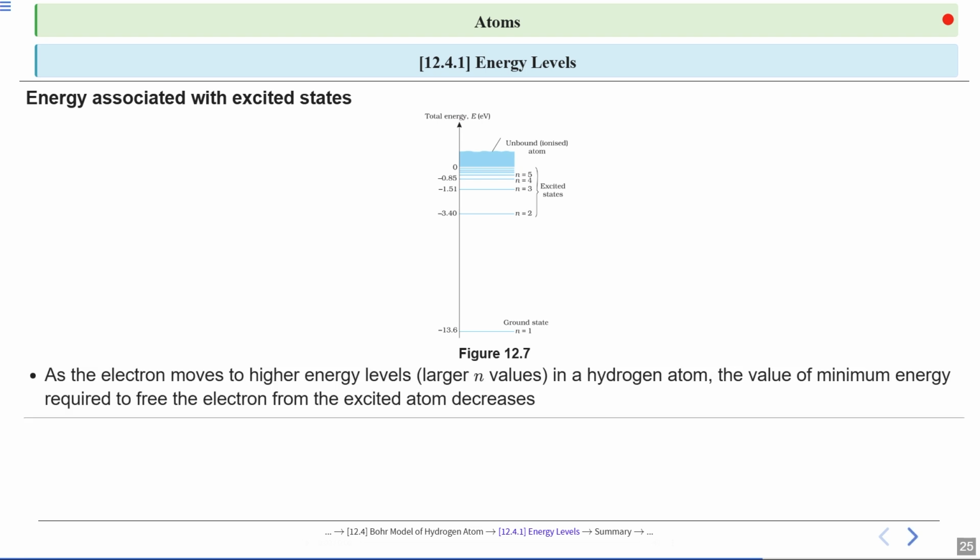Now, as an electron moves to higher energy levels, which means larger values of n, the minimum energy needed to remove or free the electron from the atom actually gets smaller as n increases. In other words, the farther the electron is from the nucleus, the less energy it takes to pull it away completely. For example, if the electron is in the first energy level, it takes a lot of energy to remove it. But if it is already in a higher level, like n equal to 3 or 4, much less energy is needed to remove the electron from the atom.